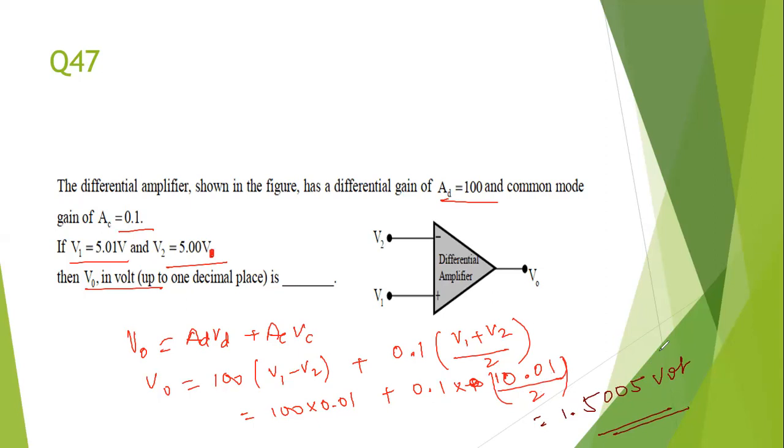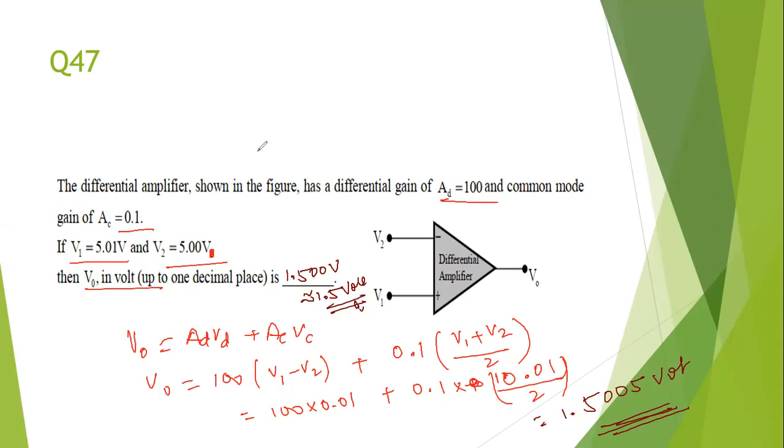Okay. So what's the value of the output voltage V0? You can write here V0 equal to 1.500 volt. The answer will be 1.500 volt, so approximately 1.5 volt, and this is the right answer.